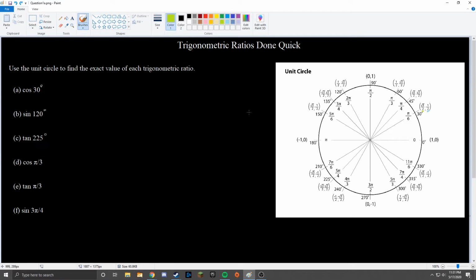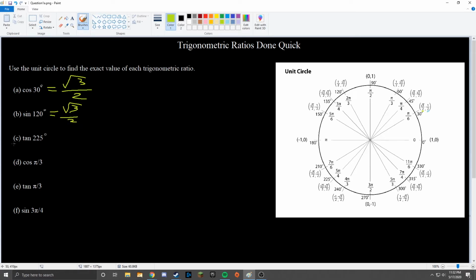All we really have to know for this first part is that cosine is going to be the number on the left, and sine is going to be the number on the right. So, cosine of 30, just go to 30 degrees, and then it's quite simple. As we can see, it is square root of 3 over 2. And then we have sine of 120. So we go up here and notice, oh, it's also square root of 3 over 2.